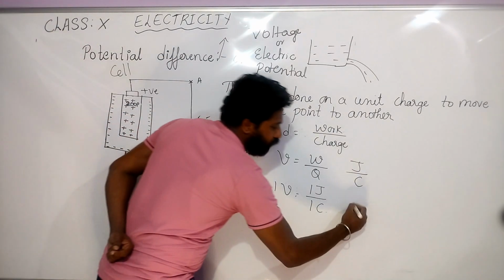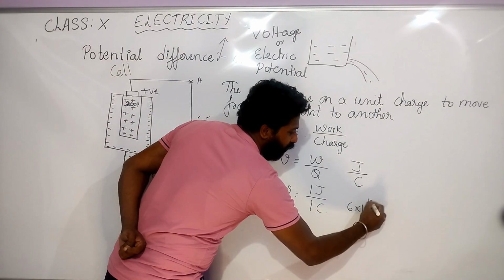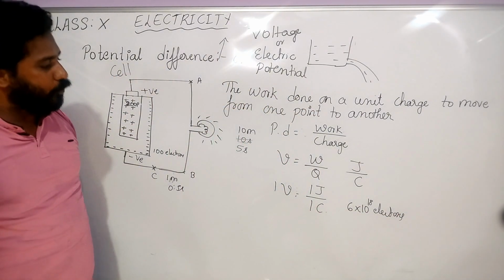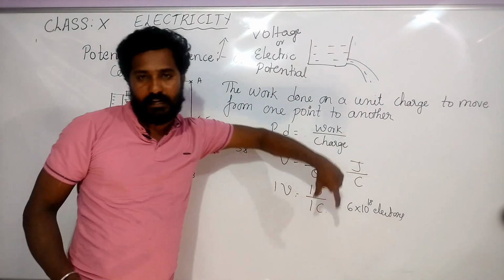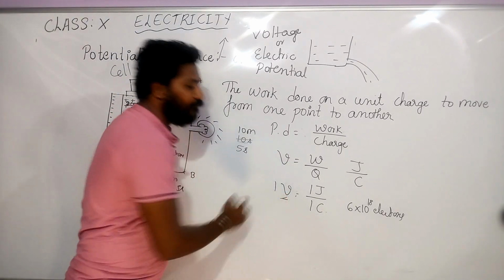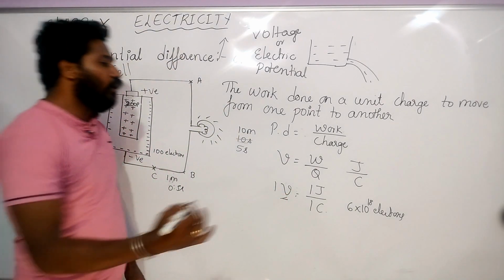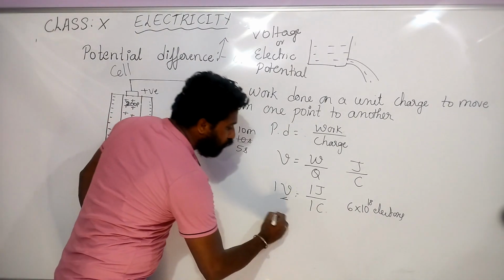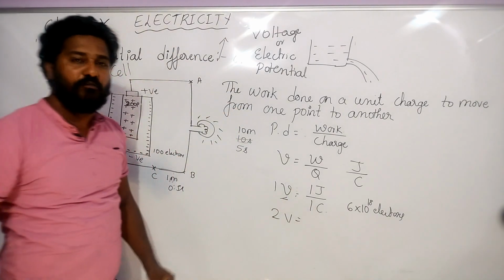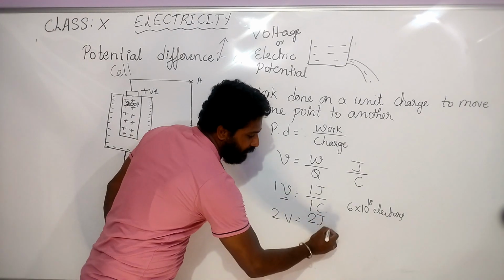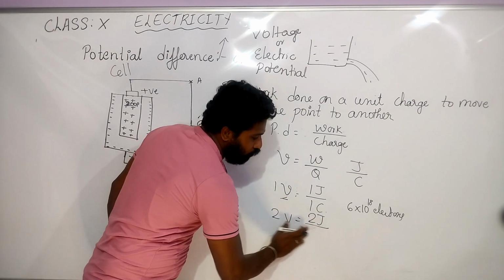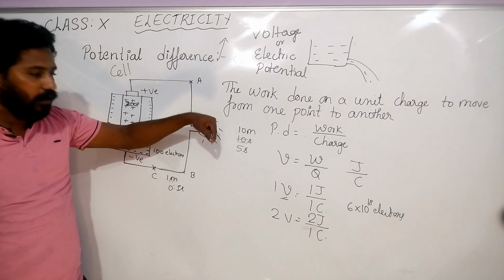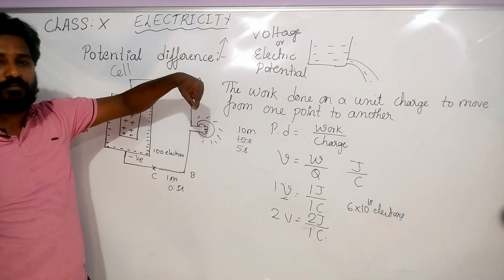Or you know that 1 coulomb means how much? 6 into 10 to the power of 18 electrons. So 1 joule of work you are doing on 6 into 10 to the power 18 electrons. We say that it is 1 volt of potential difference. So if I increase the work, and the charge is the same, what is that? 2 volt. When do we define 2 volt? When 2 joules of work is done on 1 coulomb of charge. Did you understand? Any doubts?